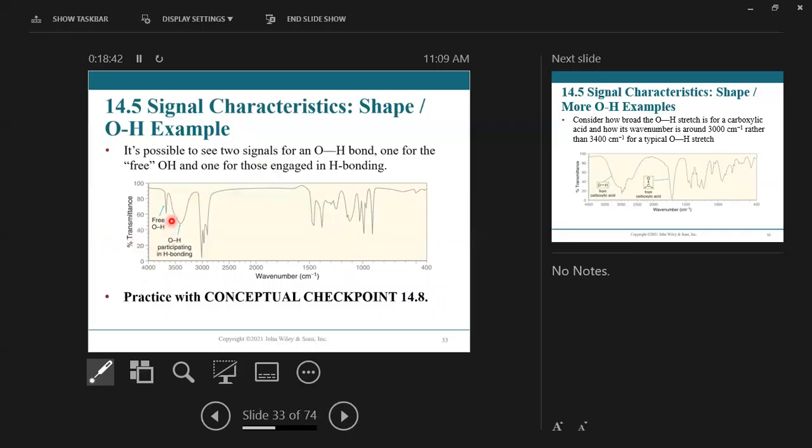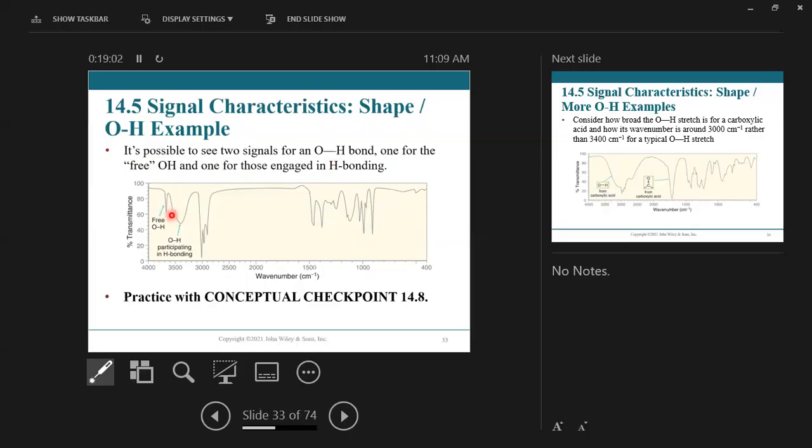Here's where you usually see your OH bonding, your OH group. So it's possible to see two signals for an OH bond, one for the free OH and one for those engaged in hydrogen bonding. So here we have hydrogen bonding, and here we have the free OH. And you do typically see this.